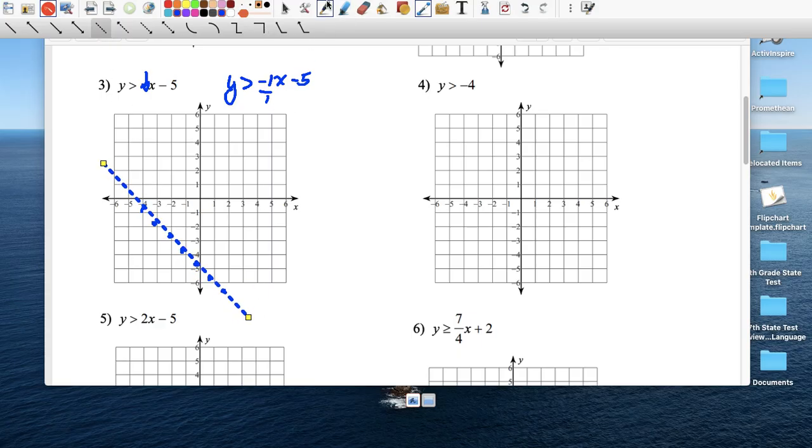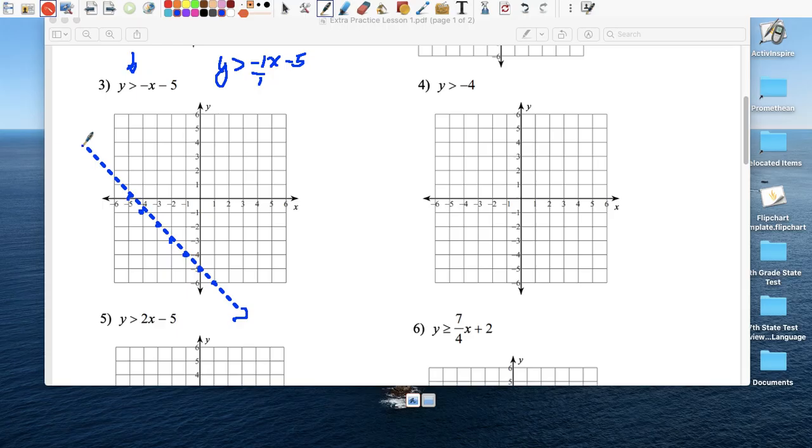There we go. Give it a name, give it arrows. y is greater than -x minus 5. And we're going to shade either points above the line or below the line that's going to satisfy this inequality. So let's take a test point.